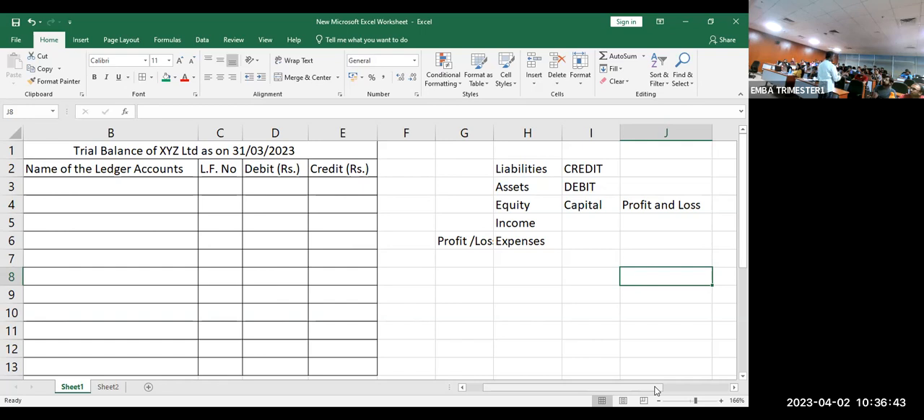So if profit and loss account is simply given there, which side of the trial balance will you write? Credit side of the trial balance. If it is given within brackets as loss, which side of the trial balance do you have to write? Debit side. That's it.